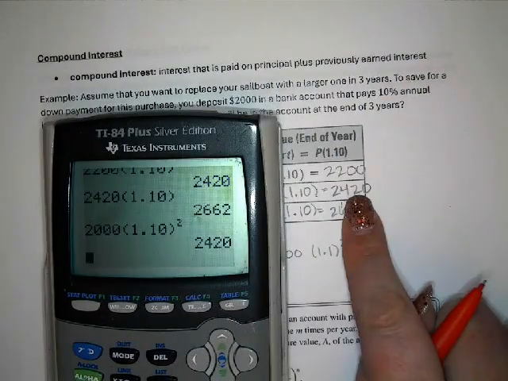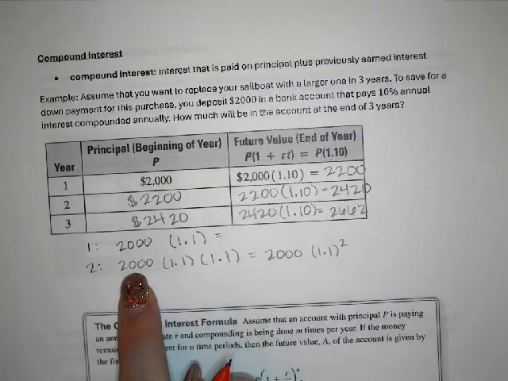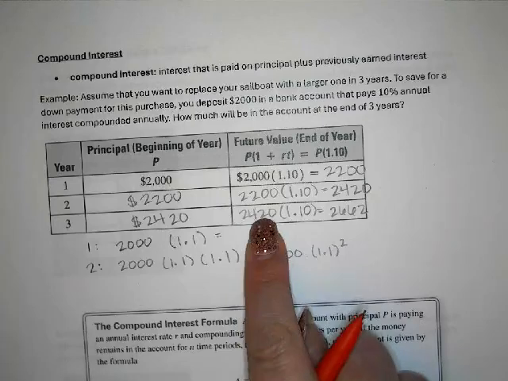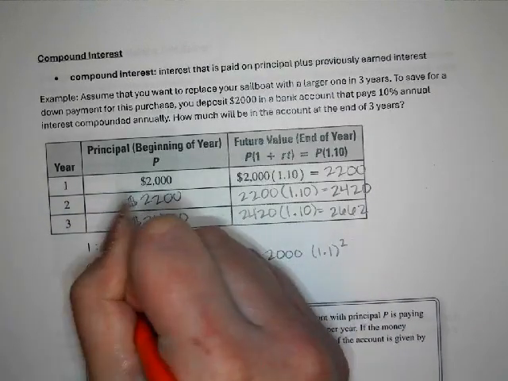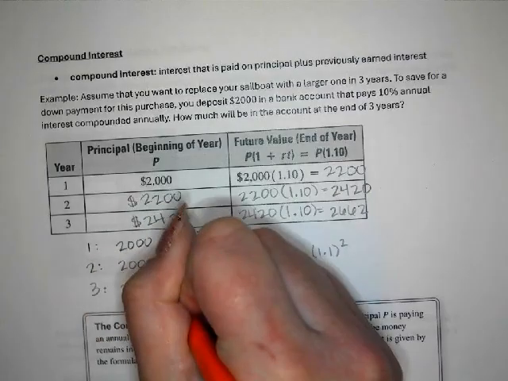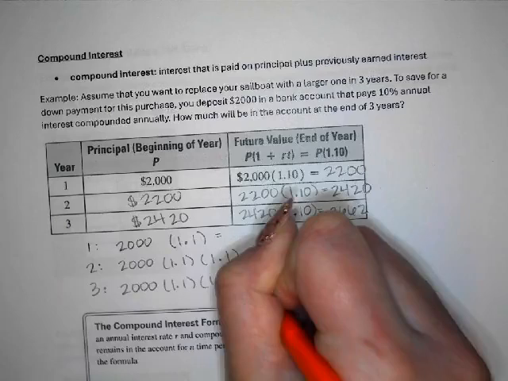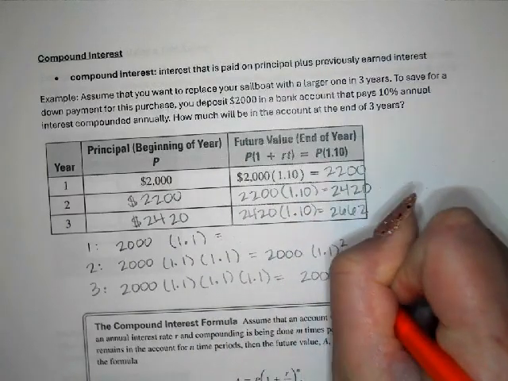Okay, and then we took this, which was 2,000 times 1.1 times 1.1. We took this and we multiplied it by 1.1 again for the third year. 2,000 times 1.1 times 1.1, and then we multiplied it by 1.1 again. And so we really had 2,000 times 1.1 to the third power.